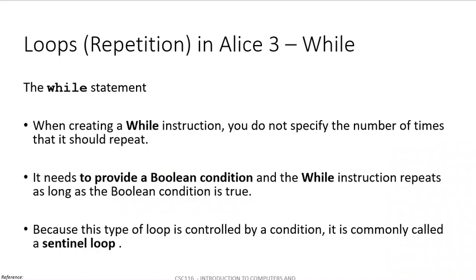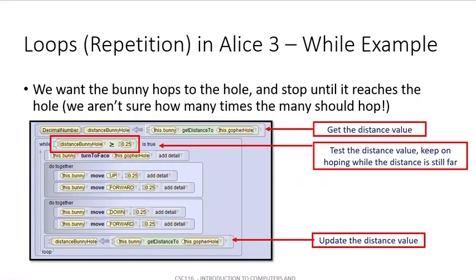Okay, next one is while statement. Okay, the while statement, when creating a while instruction, you do not specify the number of times that you should repeat. Macam tadi kita dah tahu 5 kali kita nak bunny tu jump. Okay, it needs to provide a boolean as a condition, and the while instruction repeats as long as the boolean condition is true. Because this type of loop is controlled by a condition, it is commonly called sentinel loop.